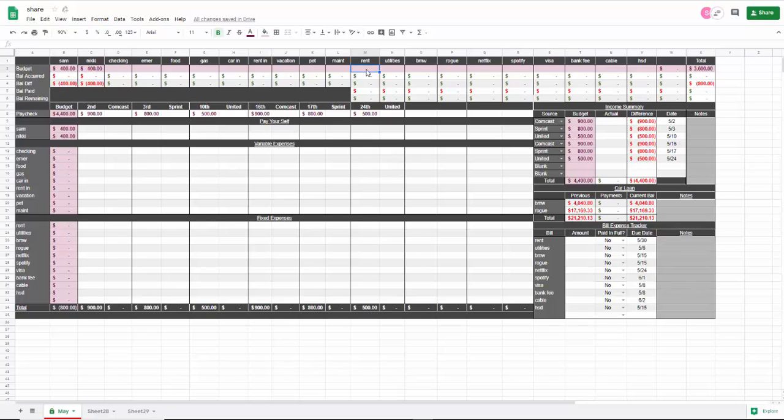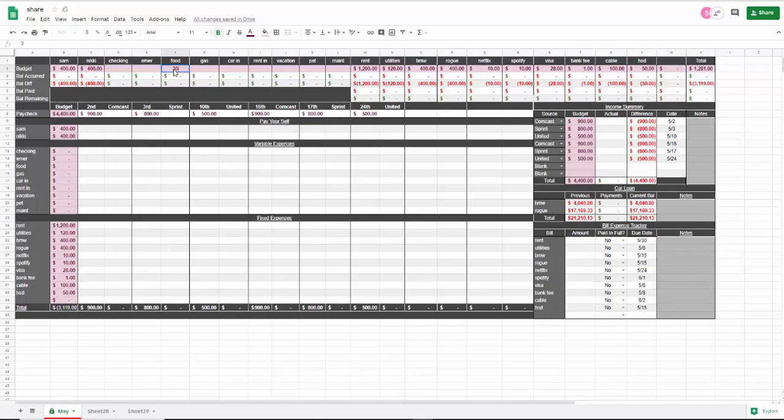So the next thing is rent. We'll say 1,200. Utilities is 120, 400, 400. Netflix is 10, Spotify is 10. Visa, we'll say is 28. Bank fee is 1. Cable, we'll say 100. HSD is 50. So the major bills we've gotten taken care of. So you have a little over 1,200 left over.